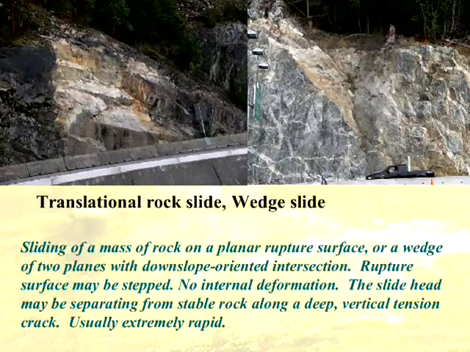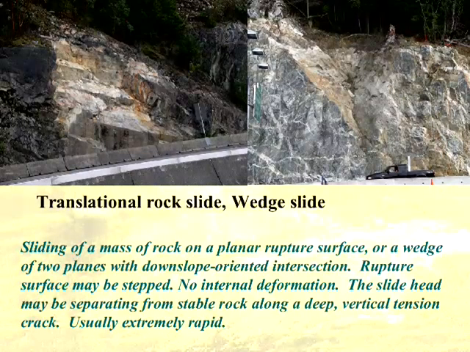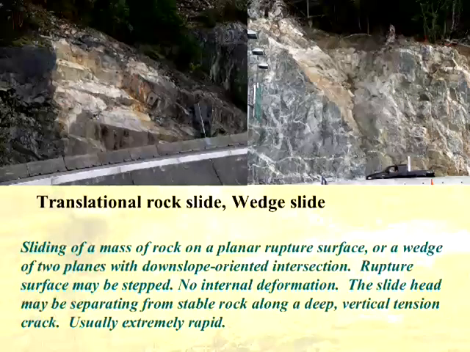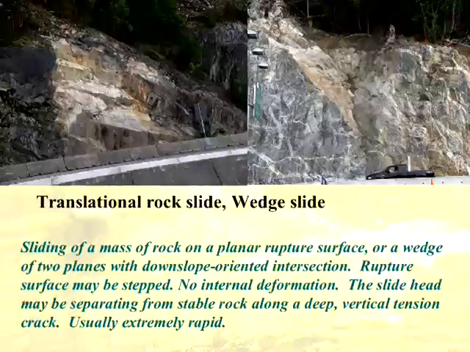So, translational rock slide or wedge slide. These are the planar failures. This small one here in rock. They're planar because they're structurally controlled, defined by some kind of basal plane. In case of a wedge slide, they're controlled by 2 planes coming to an intersection, but they do have one thing in common, in that the failure is translational and very little internal deformation is necessary for the block to start moving.